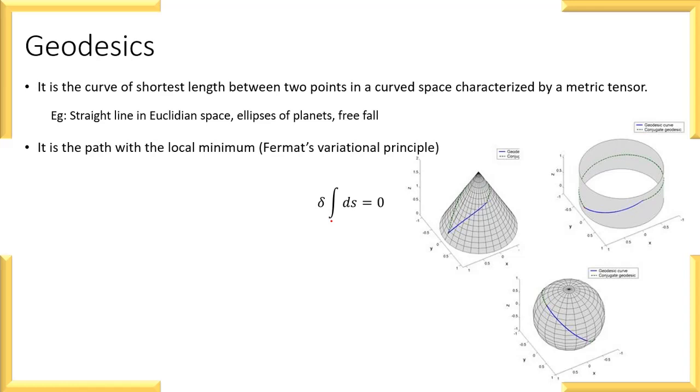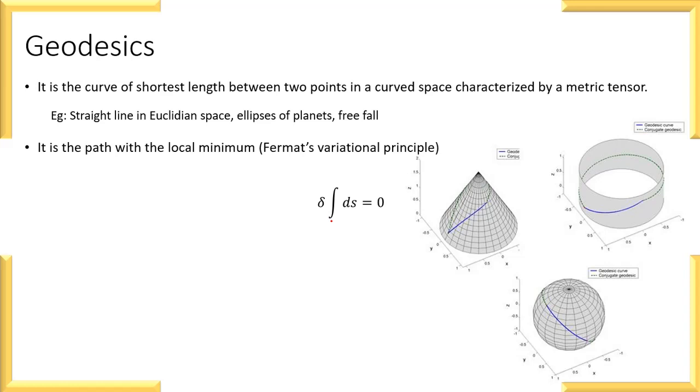So it is a path with a local minimum, that is, using the variational principle: delta integral ds is equal to zero. Hope you remember we have done this little variational thing in our Lagrangian, and we have later carried on it to get the equations of Hamiltonian dynamics. We have said that the action, delta integral L dt, must be equal to zero. So this is the same.